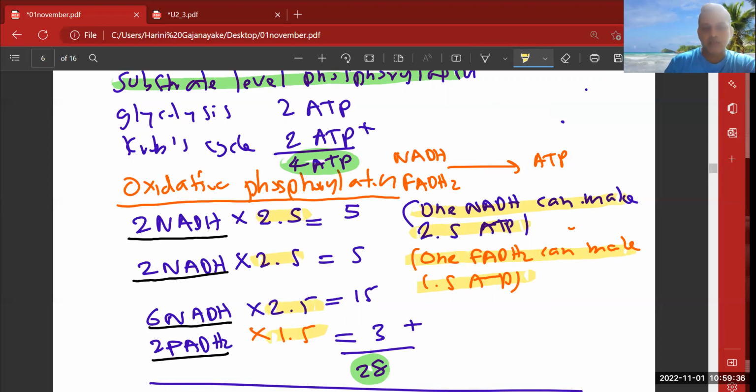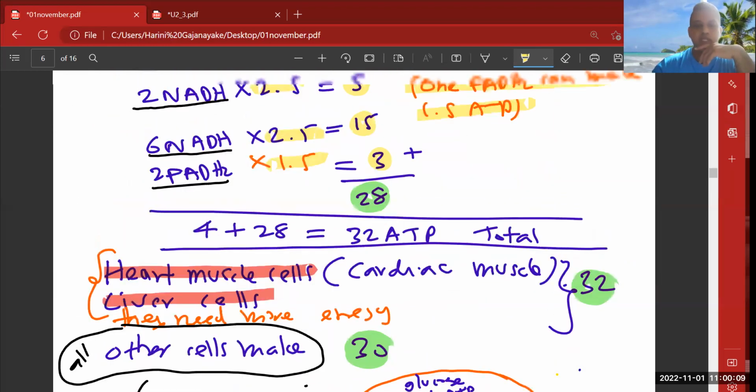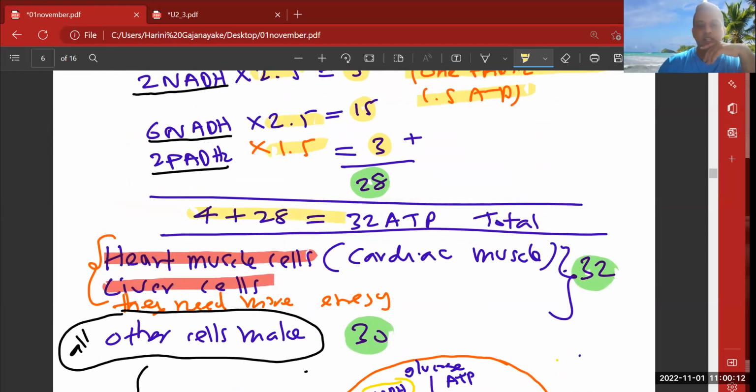So this is the production of molecules during aerobic respiration. Then we get the total number of ATP at each level: 5, 5, 15, and 3, giving 28. Glycolysis gives 2, and the Krebs cycle gives 2 ATP as substrate level. Substrate level is 4, oxidative is 28. So 32 is the total ATP production by adding substrate level and oxidative phosphorylation.